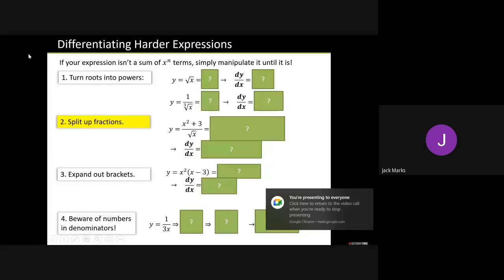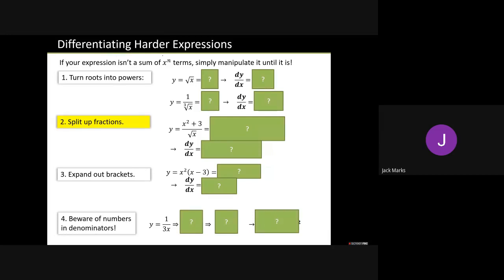Okay, this is the third lesson on differentiation. So just a quick recap to start with. How do we differentiate harder expressions? If we have any roots, we will turn these into powers and then differentiate as we usually would. Watch out for combinations such as being in the denominator and also being rooted at the same time.